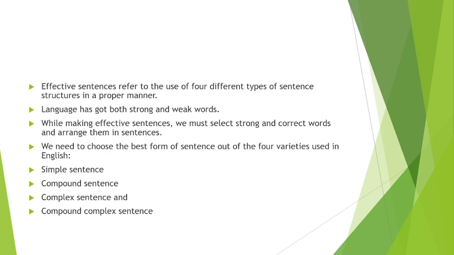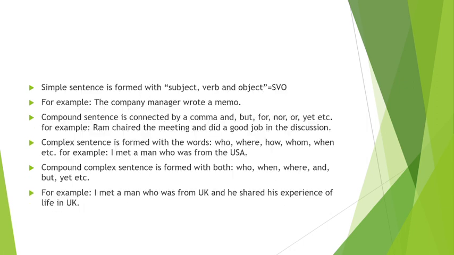Simple sentence, that is the first variety. Compound sentence, another variety. Complex sentence and compound complex sentence. And what are these four types of sentences? Let us know the structure. Let us know the types. What is a simple sentence? What is a compound sentence? How are complex sentences formed, and compound complex?